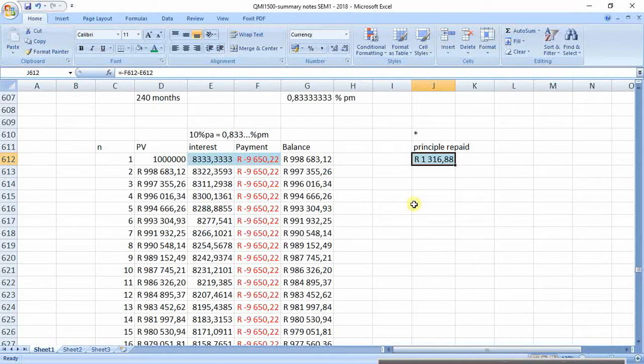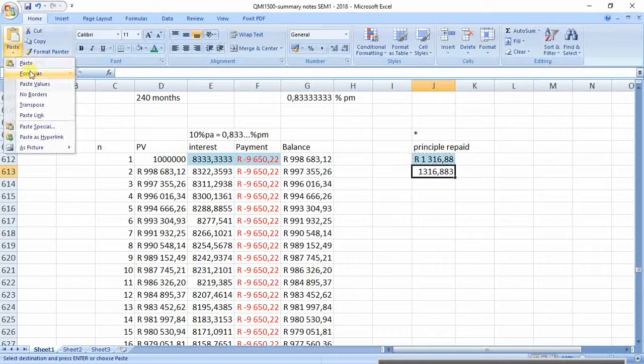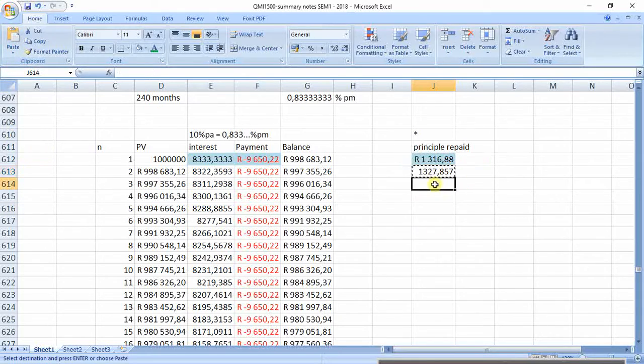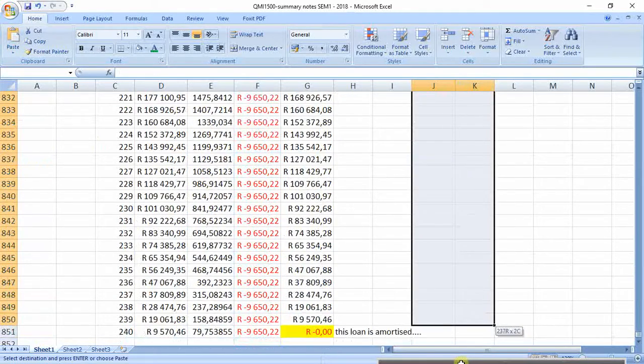Okay, that's the principal repaid. Alright, this plus that gives you that figure. And then you could take this and you could write that down for all of these periods.